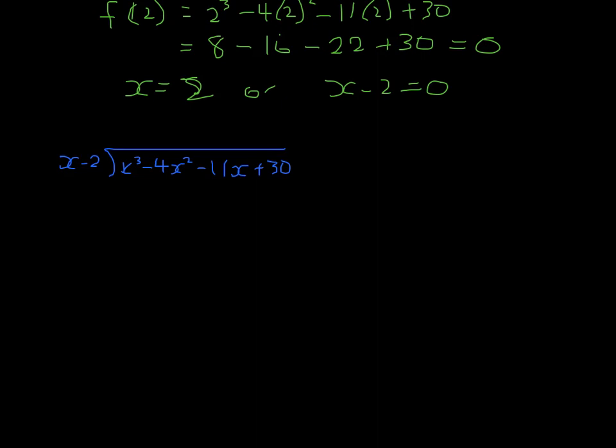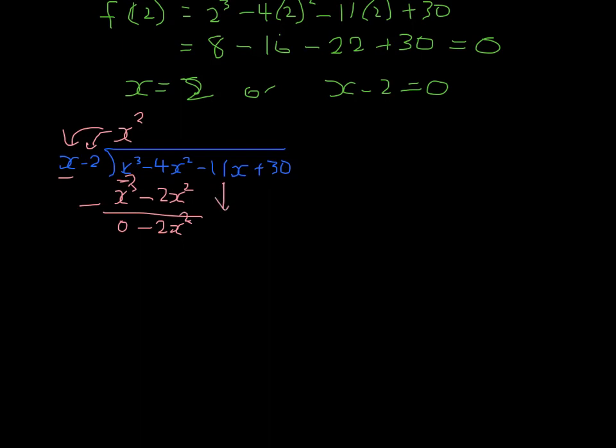So now we'll go through the division process where we get this x cubed here divided by the x at the front, which gives us x squared. Then that gets multiplied by what's at the front. So x squared times x is x cubed, and the x squared times by negative 2 is negative 2x squared. Then we take that away, so x cubed take x cubed is 0. Negative 4x squared take away negative 2x squared is the same as negative 4x squared plus 2x squared. So that will be negative 2x squared.